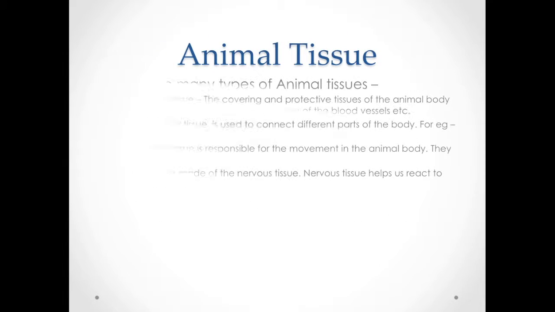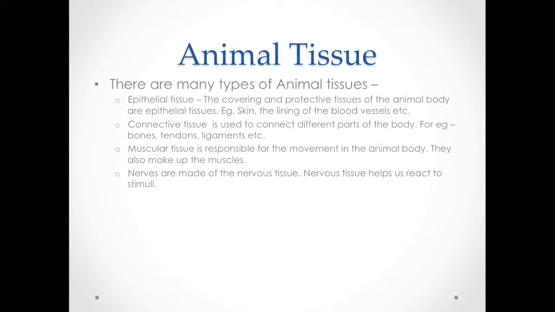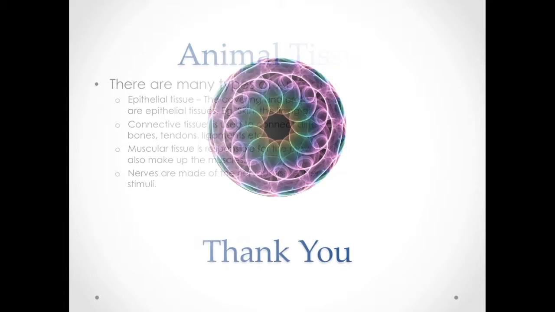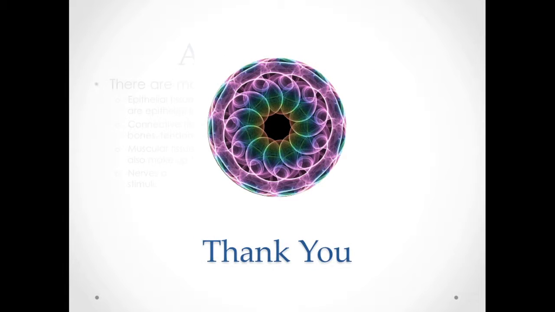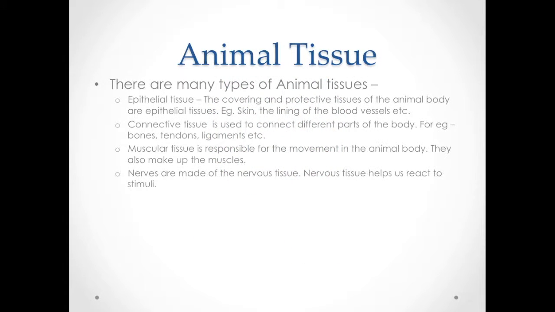So let's move on to the animal tissues. Well, there are many types of animal tissues, which include epithelial tissue. Epithelial tissue is the covering and protective tissue of the animal body. The examples are skin, the lining of the blood vessels, the lining of your mouth, and there are many more examples. So all the protective tissue in your body is epithelial tissue, like your skin, etc.